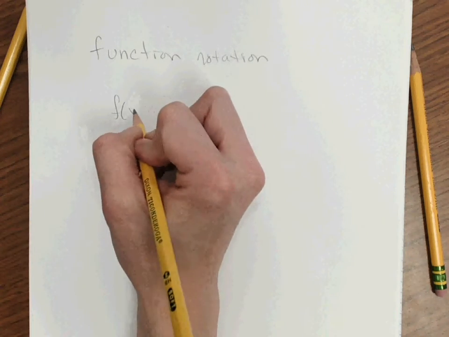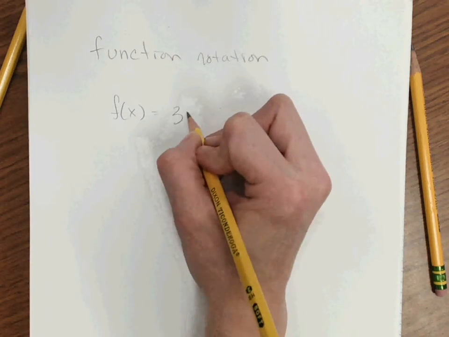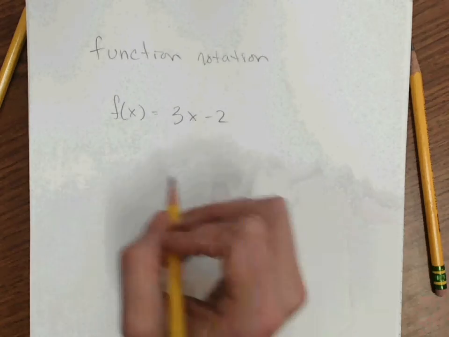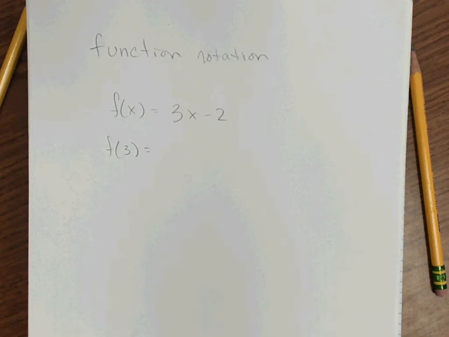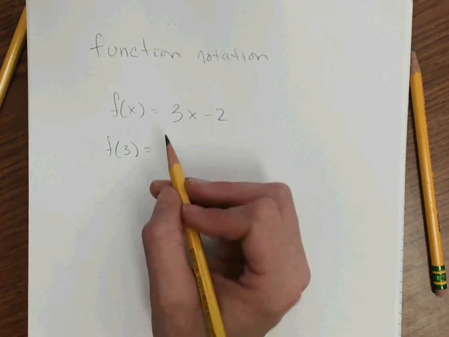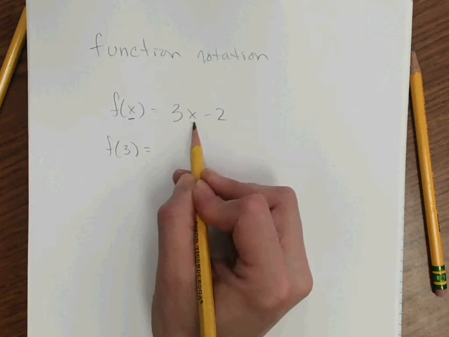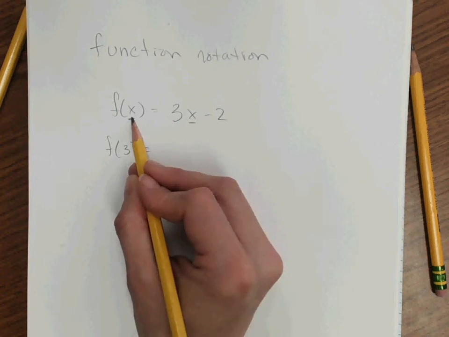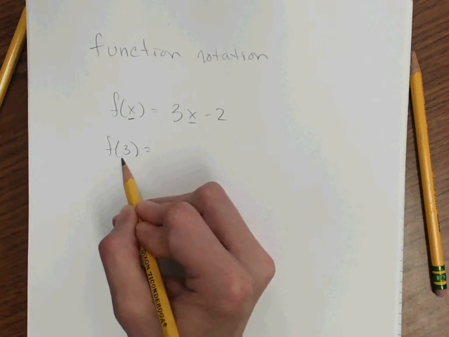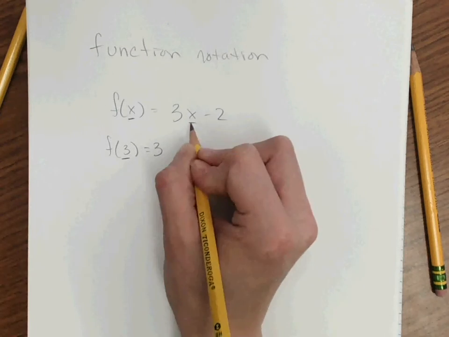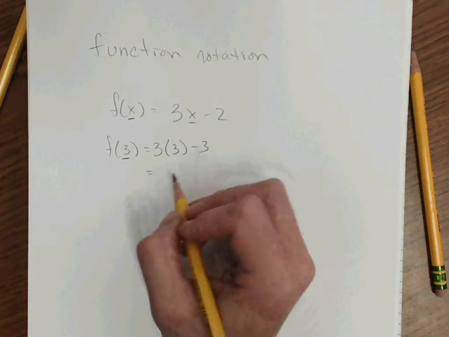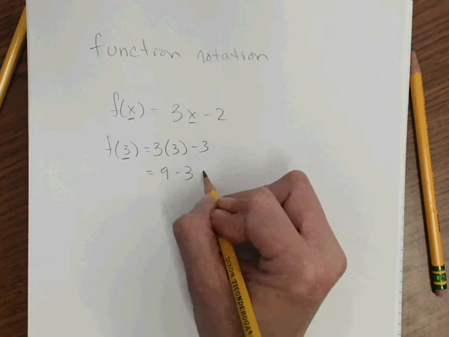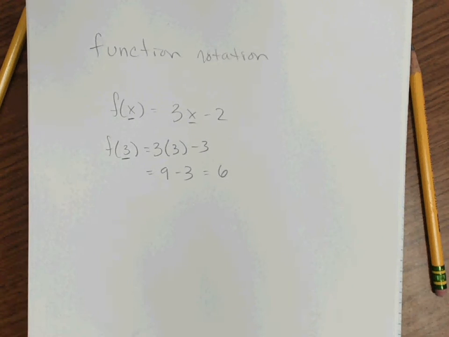Let's say I've got this function f of x equals 3x minus 2, and I want to know what f of 3 is. Remember that when we're looking at function notation, all that we do is wherever we see an x, if it's f of x, that's where we plug in our x. If I see a 3, that means that instead of an x, I'm going to plug in a 3. And then I just have to use order of operations to simplify. And so I end up with a 6.